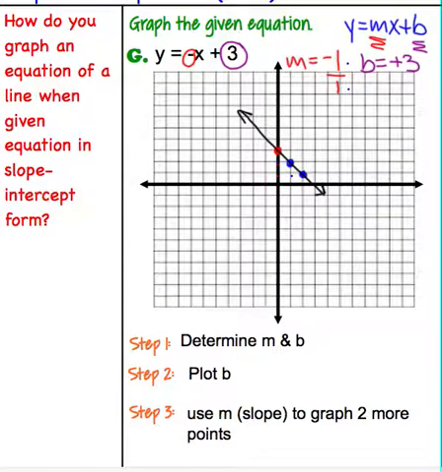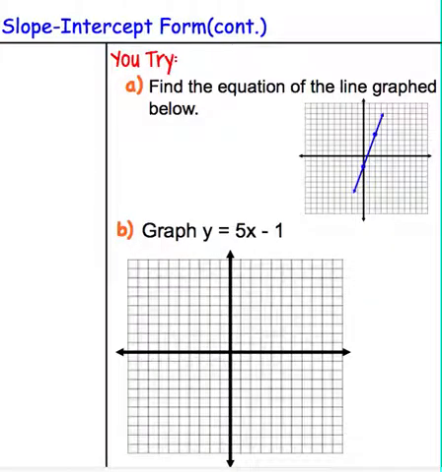And then we have our points. So what you need to do now is to go ahead and complete these 2 U-Try problems, and then you can check them with me tomorrow and go ahead and write your summary.